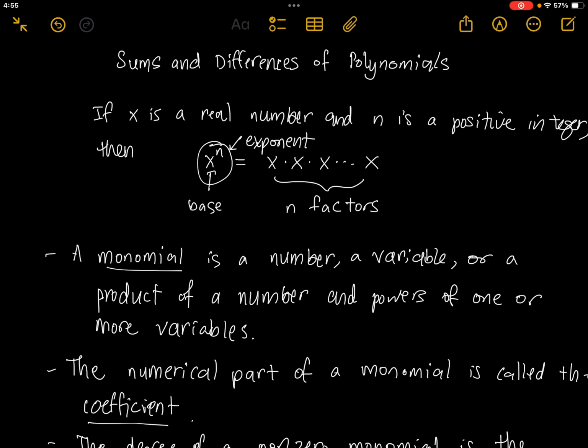When you have something like this, it's an example of something called a monomial. A monomial is a number, a variable, or a product of a number and powers of one or more variables. There's a lot of terminology, but we'll do some examples. The numerical part of a monomial is called the coefficient, and the degree of a non-zero monomial is the sum of the powers of the variables. The powers being the exponents.